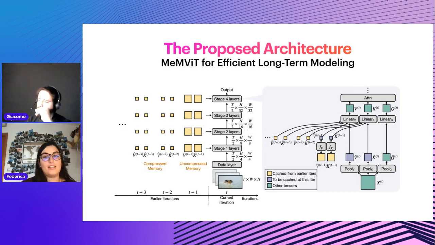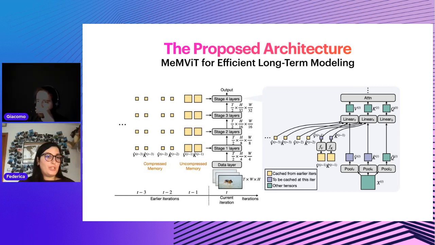Okay. In the naive approach, we use all keys and all values from previous iterations, but they also proposed a method for compressing this memory in a smart way in order to reduce the memory footprint, obviously, and in order to make this architecture even more efficient.